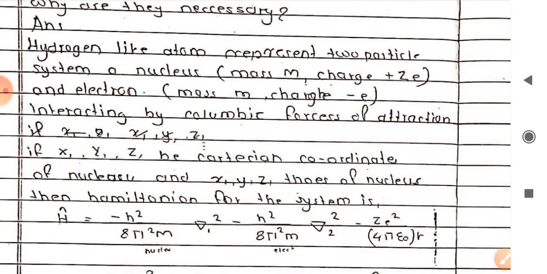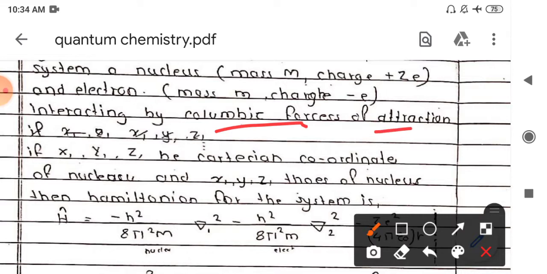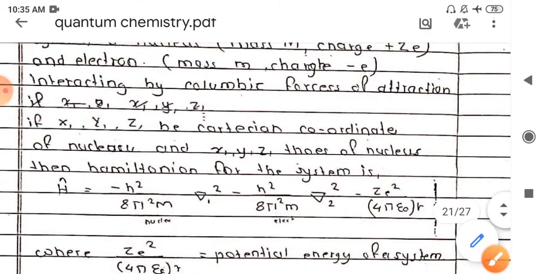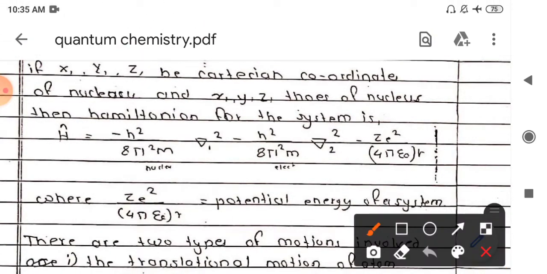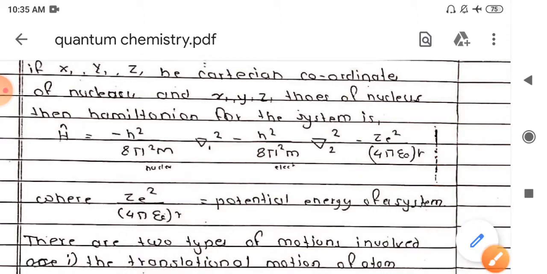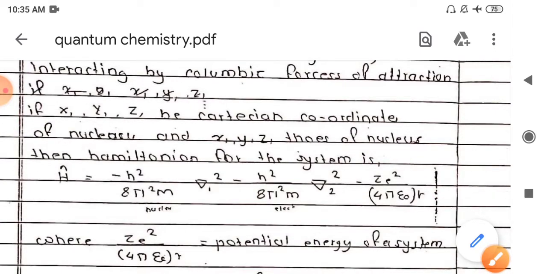Now there is a Coulombic interaction between the oppositely charged species. So there is an attraction, and the Coulombic force of attraction is given by Coulomb's law. The potential energy acting between the nucleus and the electron is given by this formula: the product of charges upon the separation distance between the two charges. So the potential energy is minus Ze square upon 4 pi epsilon 0 into r, because potential energy is inversely related to the internuclear distance.